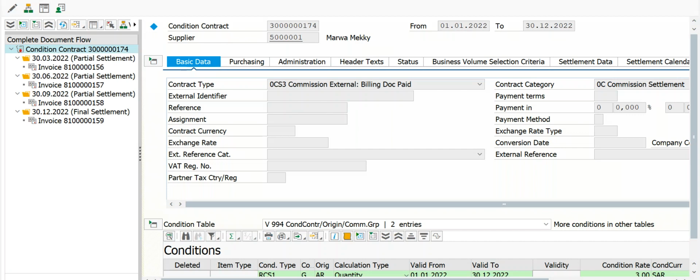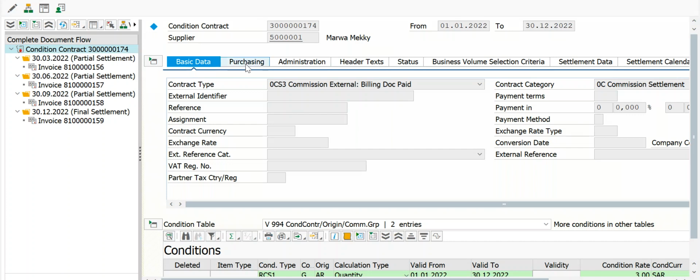I have already created a commission condition contract to save time, so let's start. The very first thing we notice is the supplier. So this means our sales employee needs to be extended to the business role of a vendor, and it also needs to be assigned to our sales order and subsequent billing documents as a partner function. This partner function is called external sales employee. These two things are quite important to maintain before we start our condition contract maintenance.